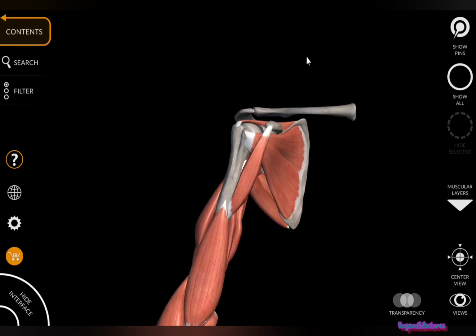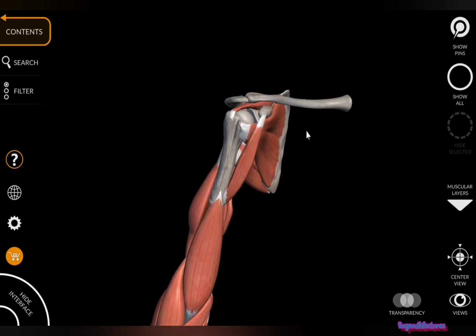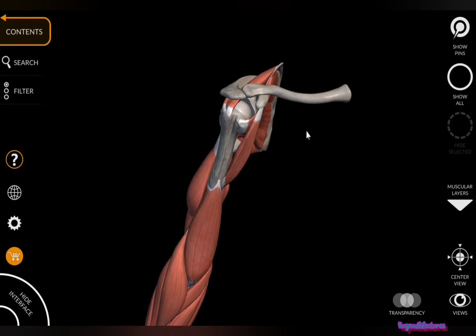So the last muscle which is under the cover of the deltoid muscle is the pectoralis minor, which gets inserted into the coracoid process, right? So that's all about the deltoid muscle.